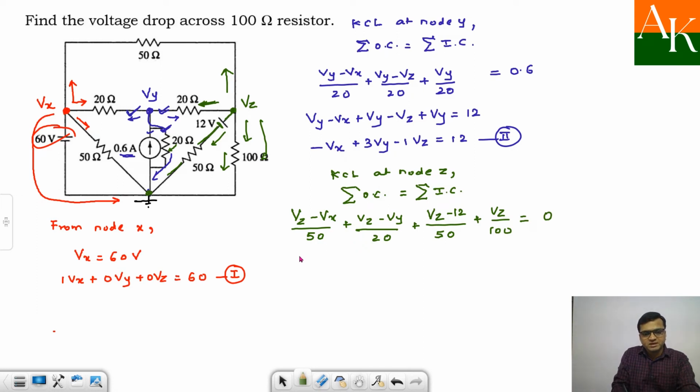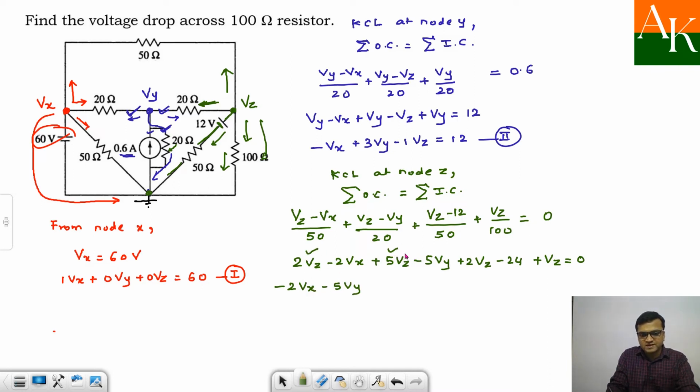So one can write down multiplying by 100. You will get 2 Vz minus 2 Vx plus 5 Vz minus 5 Vy plus 2 Vz minus 24 plus Vz is equal to 0. So in equation format, this will turn out to be minus 2 Vx minus 5 Vy and then you will have 2 plus 5 is 7, plus 2 is 9, plus 1 is 10 Vz. 10 Vz is equal to 24, and this is my equation number 3.